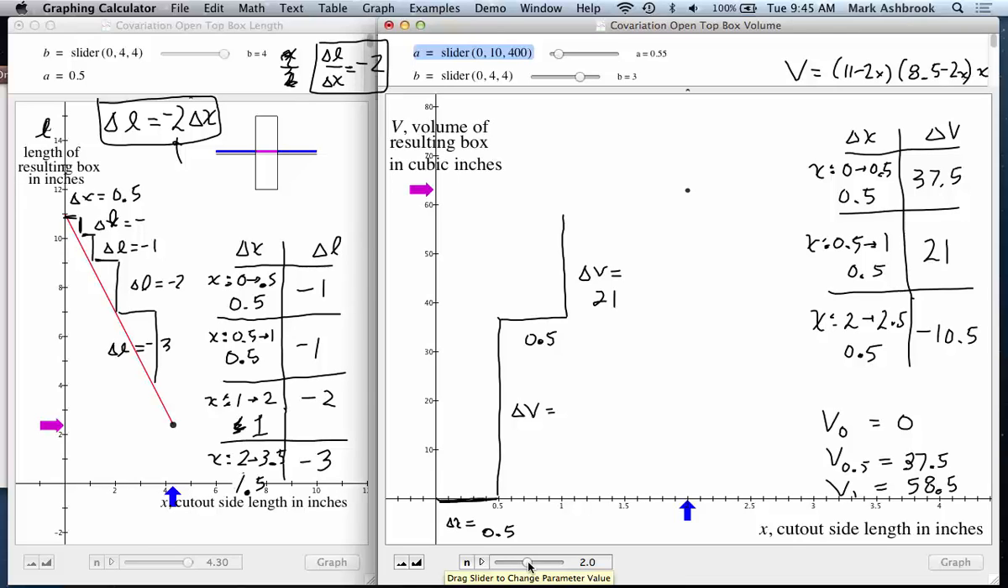Save that question. I'll show you the visual again. You can kind of see it. So here's 2. Mark that point. And then go to 2.5. So starting at 2, we got this same change in x of 0.5. And now we're going down. Change in v, negative 10.5. So not only is it a non-constant rate of change, but sometimes when you increase x, the volume goes up. Sometimes when you increase x, the volume goes down.